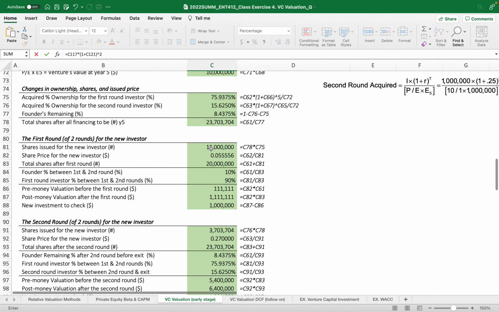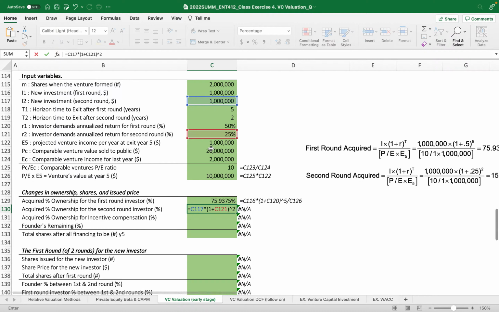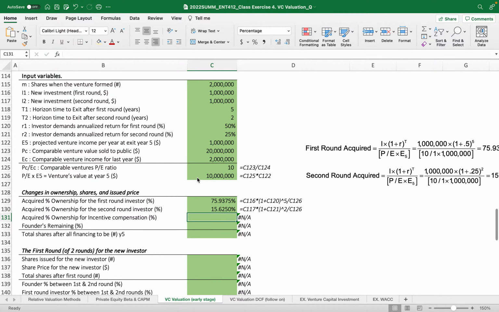As explained in the second scenario already, and then now divided by, right, what is the venture value at the exit year? The numerator is the second round venture investors' future value, right? Divided by this, so we got 15%.